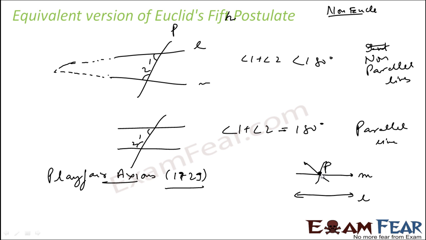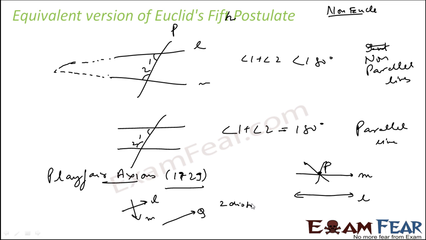It says that two distinct intersecting lines cannot be parallel to the same line. So there are two distinct intersecting lines, let's suppose L and M, and these two cannot be parallel to the same line. If there is another line, let's suppose Q, then L can be parallel to Q, but M will not be parallel to Q. So two distinct intersecting lines L and M cannot be parallel to the same line.